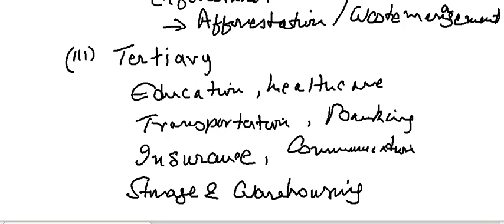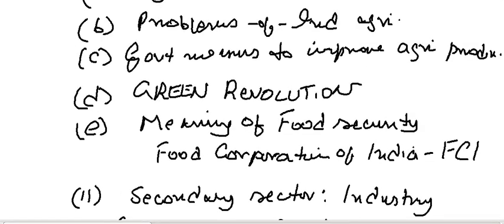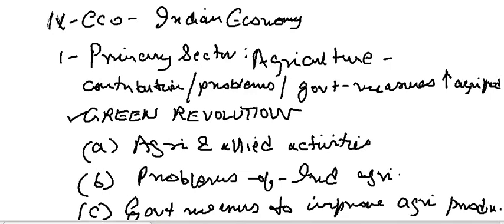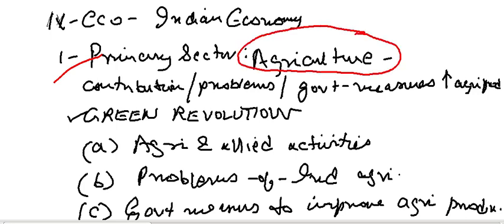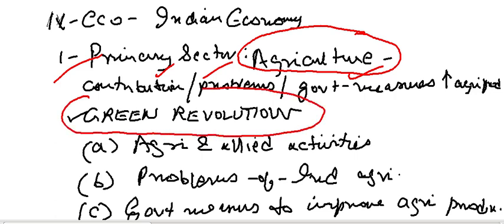Let me just go back and try to recall what we are studying under this part of the syllabus. We are studying Indian economy. As I said, I'm going to cover all of it in later videos, but you should have the framework in your mind of what we are studying. So in Indian economy, we are going to study the primary sector, which is nothing more, nothing less, agriculture. In agriculture, we are going to study many things like contribution, problems, and government measures to help increase agricultural production. And there is this term I have told you: you have to know what is green revolution in the Indian context. What do we call green revolution?